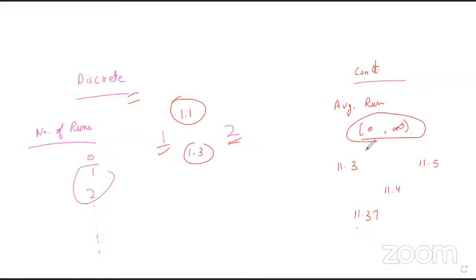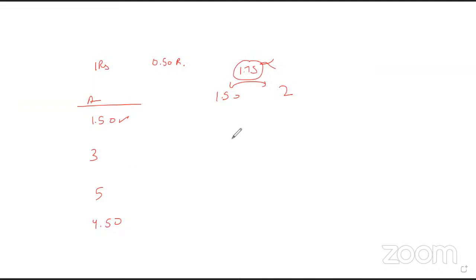So can we say integers are discrete and real numbers are continuous? Not in general. You can have decimals as discrete as well. Suppose you have only a 1 rupee coin and a 50 paisa coin, and your transaction amounts are something like 1.50, 4.50. You can have 1.50 as one observation, 2 as another, but you cannot have anything in between, like 1.75. So that's also discrete.